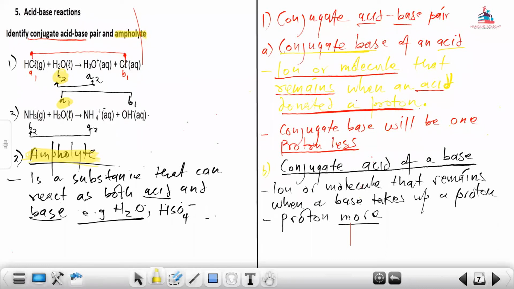Now, let's look at what happened in the first reaction. In the first reaction, H2O accepted a proton, so it makes it a base. But the second bullet here under conjugate acid says it is a substance that is 1 proton more. So if I look at H3O plus, it is 1 proton more than H2O. So that is how I can identify a conjugate acid-base pair.